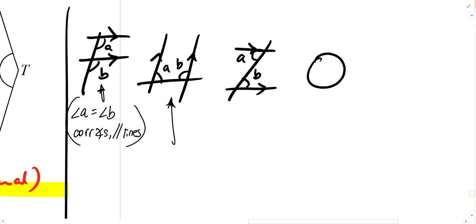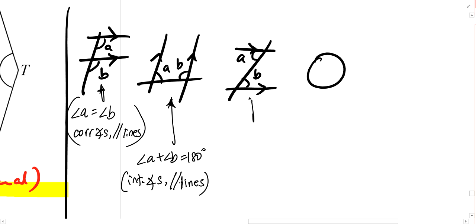For the next one, what can you tell me about angle A and B? What is the relationship? A plus B equals 180 degrees. Interior angles, parallel lines. What about this? Somehow students like this a lot. What is the relationship between A and B? A equals B. So alternate angles, parallel lines.